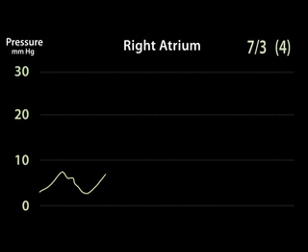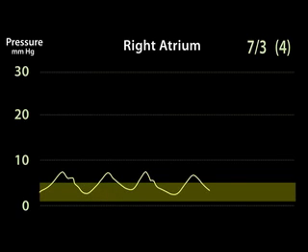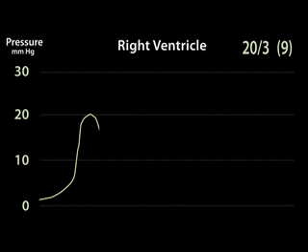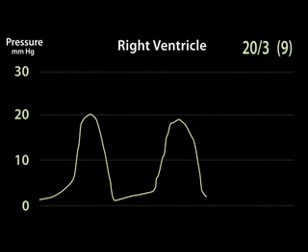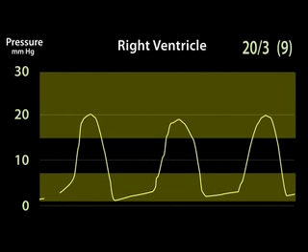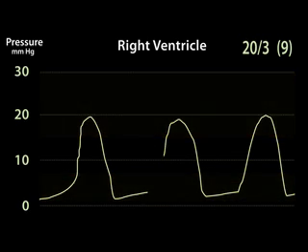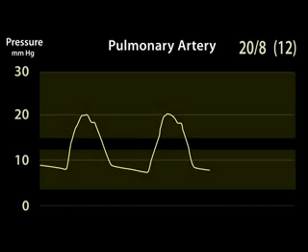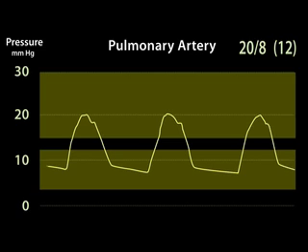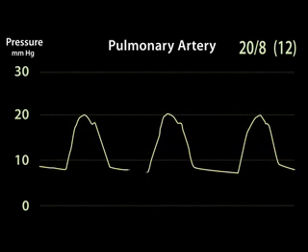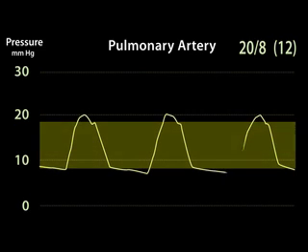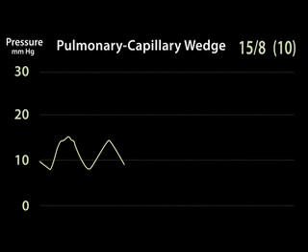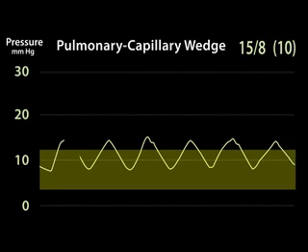Normal right atrial mean pressure is 1 to 5 millimeters of mercury. Normal right ventricular systolic and diastolic pressures are 15 to 30 over 1 to 7 millimeters of mercury. Normal pulmonary artery systolic and diastolic pressures are 15 to 30 over 4 to 12 millimeters of mercury, with a normal mean of 9 to 19 millimeters of mercury. Finally, normal mean pulmonary capillary wedge pressure is 4 to 12 millimeters of mercury.